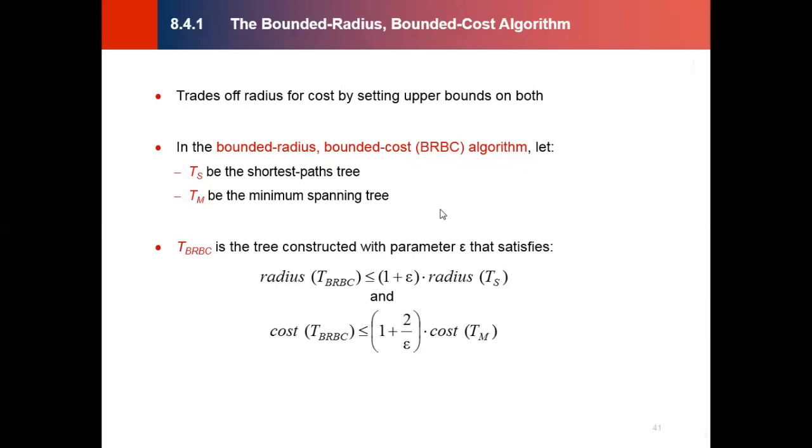You can see the radius and the cost of the BRBC tree are dependent on this parameter epsilon. If epsilon is equal to 0, then the BRBC tree will have the minimum radius, and if epsilon is infinite, then it will have the minimum cost. So when epsilon is equal to 0, the radius of the BRBC tree is equal to the radius of the shortest path tree, and when epsilon is infinite, the cost is equal to the cost of the minimum spanning tree. If the epsilon value is between 0 and infinite, then it will be a BRBC tree which trades off the cost and the radius.